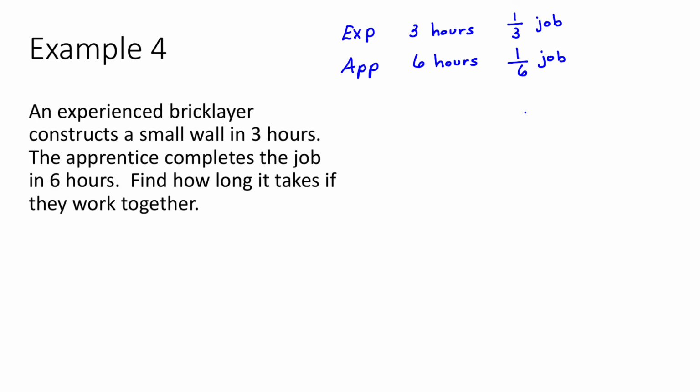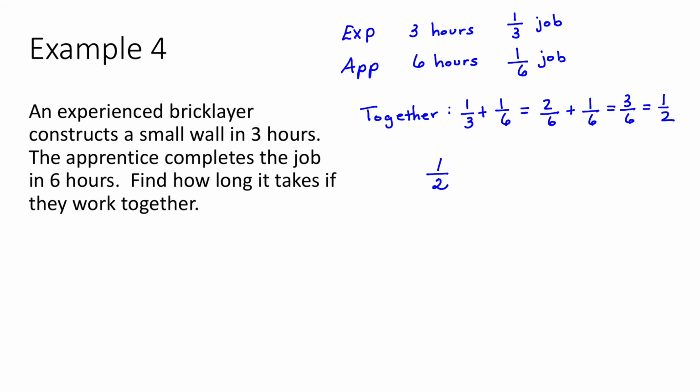And now we want to look at what can they do together. So if they're working together, how much of the job is going to be completed at the end of the first hour? Well, the experienced guy does 1/3 of the job. The apprentice does 1/6 of the job. So we have 2/6 plus 1/6, and that gives me 3/6, which is 1/2. Okay, so they're getting half of the job done every hour.